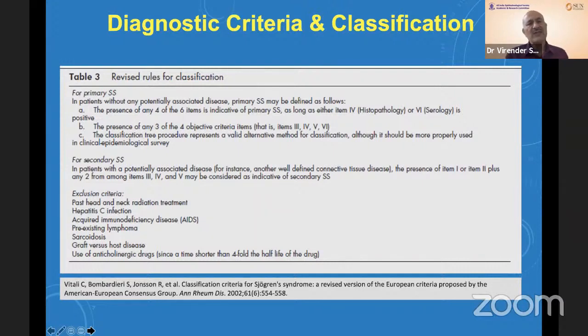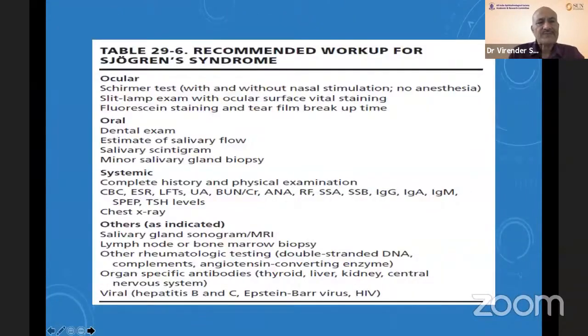And then the exclusion criteria are past head and neck radiation treatment, hepatitis C infection, acquired AIDS disease or pre-existing lymphoma, sarcoidosis, GVHD, use of anticholinergic drugs. If those things are there, then you may not be able to diagnose it as secondary Sjogren syndrome.